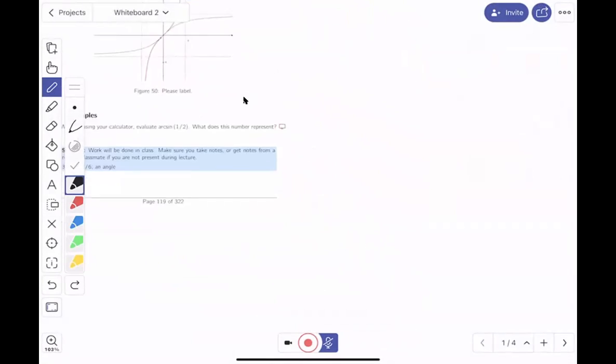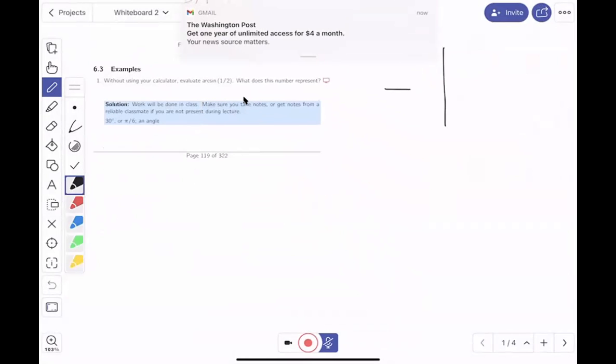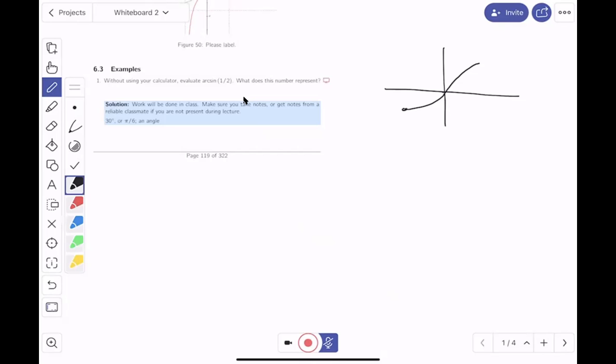Let me push this over a little bit. And I'm going to draw a picture of the invertible region of the arcsine function. So the arcsine function, the invertible region of the sine would look like this over here. All right. And you should have a good understanding of graphing the sine function. Again, this is a sine function. This is sine of x.